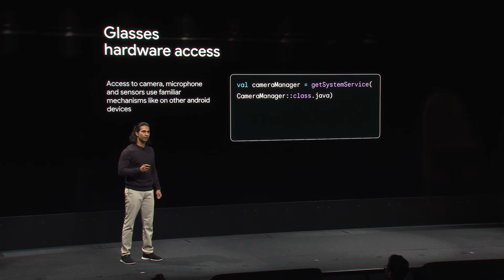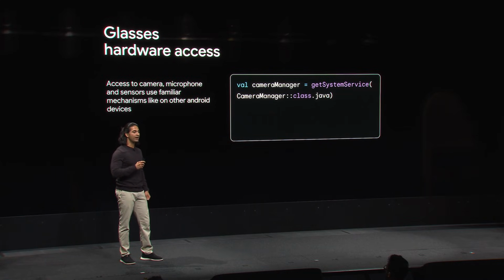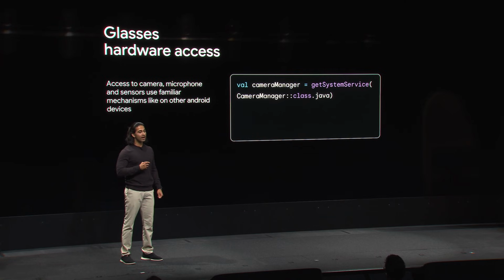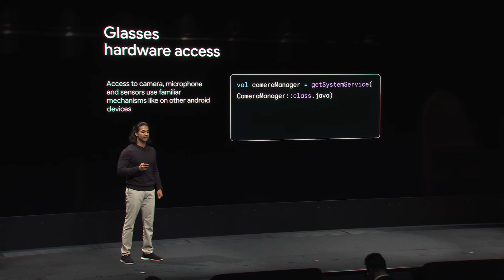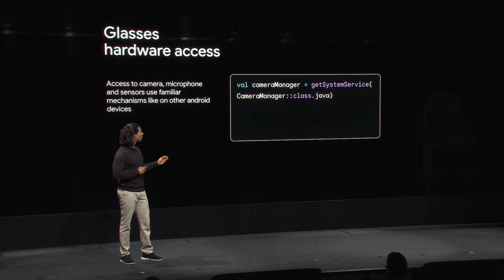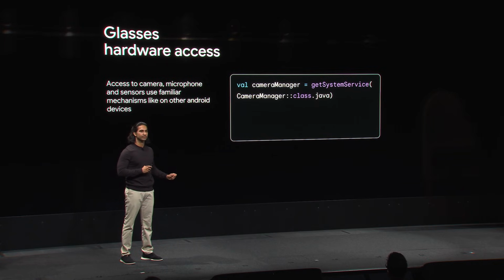Access to glasses hardware, like cameras, microphones, and sensors, mirror access methods used on other Android devices. As you can see in the code sample, when accessing a camera within an activity projected on glasses, you call the same API as you would do on other Android form factors.